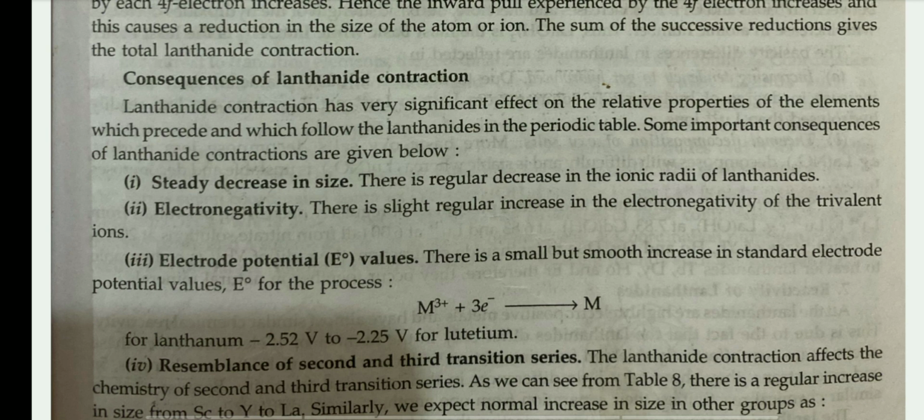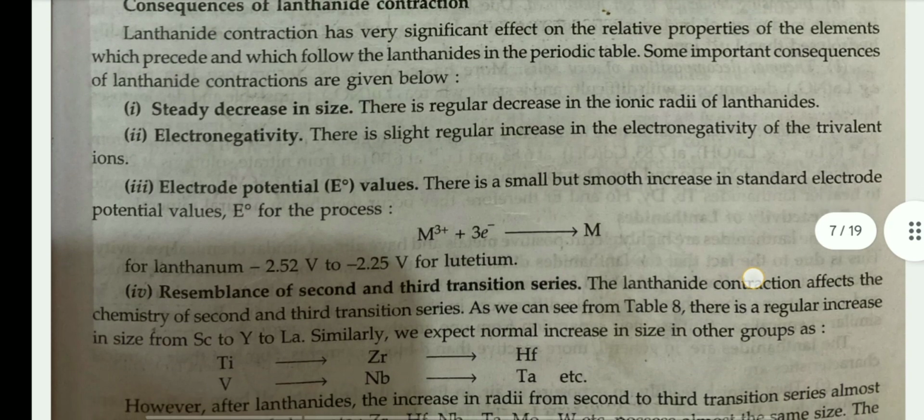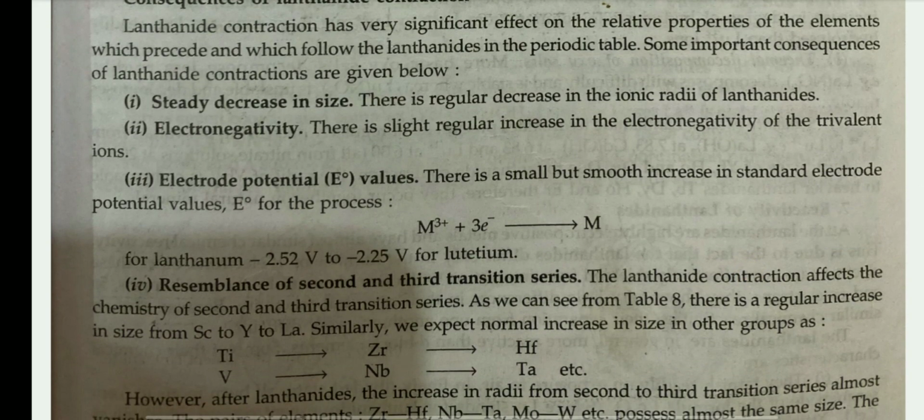Electrode potential values: there is a small but smooth increase in standard electrode potential values for the process M3+ + 3e- gives M. For lanthanum it is -2.52 V, to -2.25 volt for lutetium.